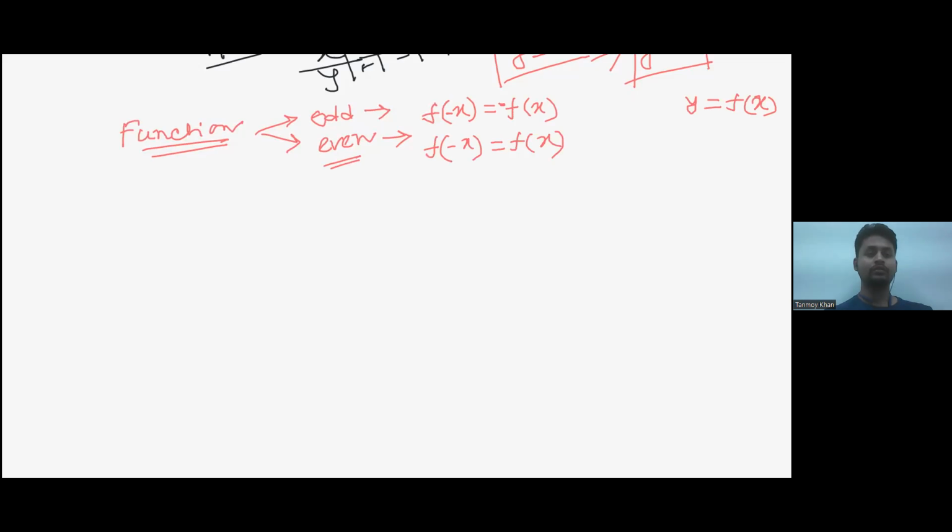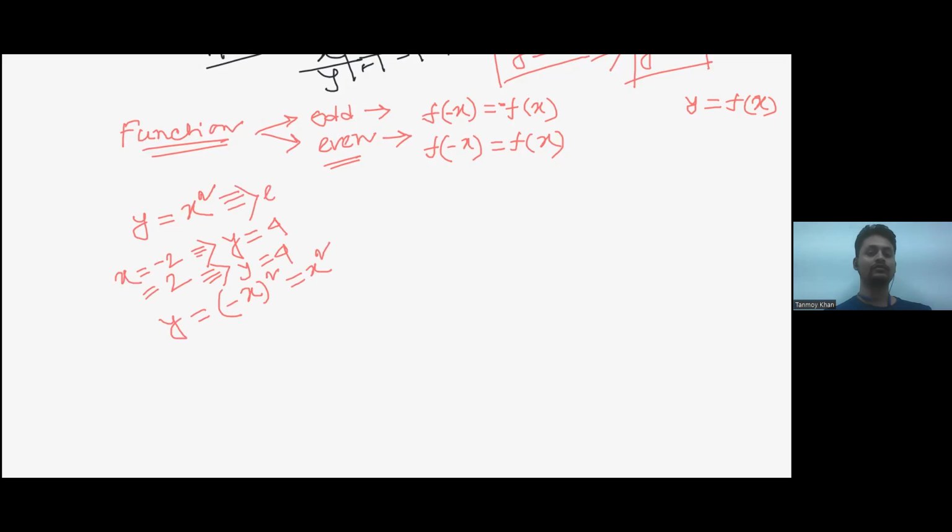Let me give you an example. Let's say your function is y equals x square, right? If you take x equals minus 2, what will be your y? Plus 4, right? And if you take x equals 2, then also y equals 4. So that means if you put minus x in place of x, you will again get x square. So this function is nothing but an even function. This is just an example.